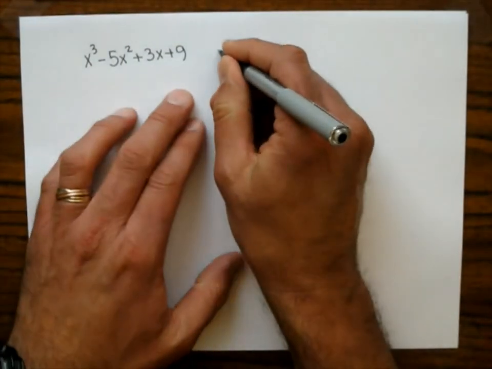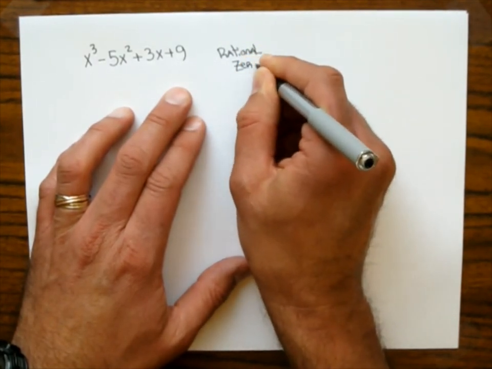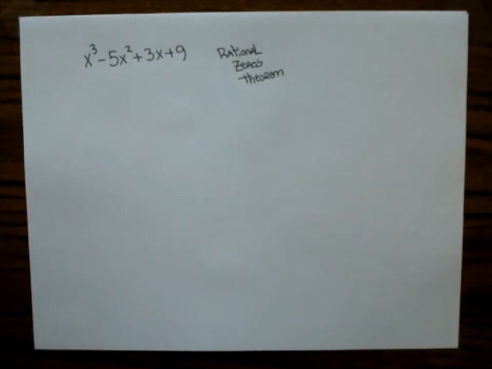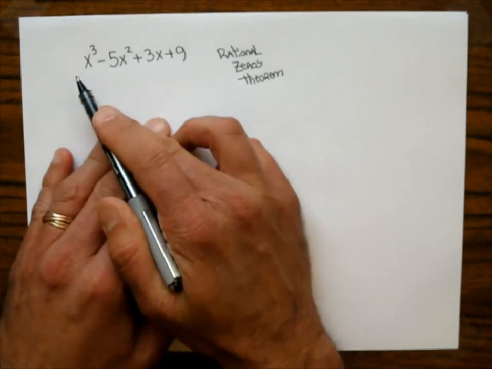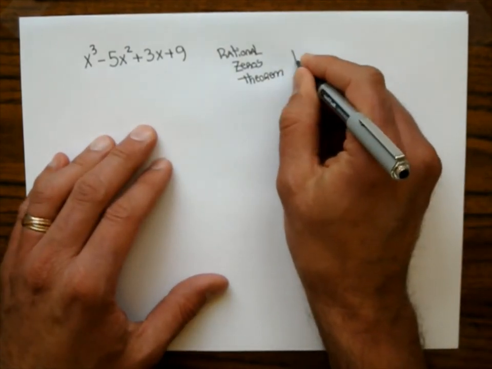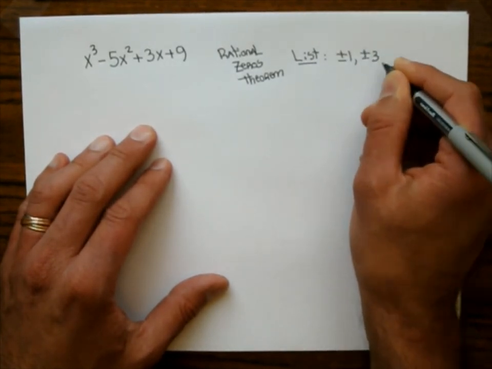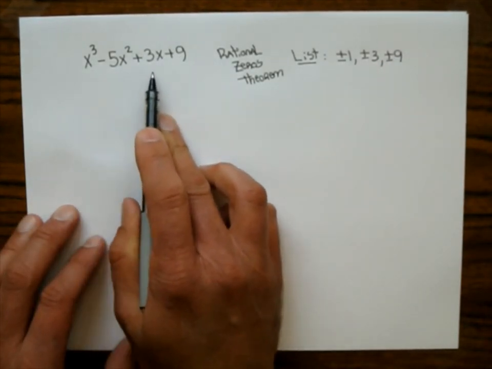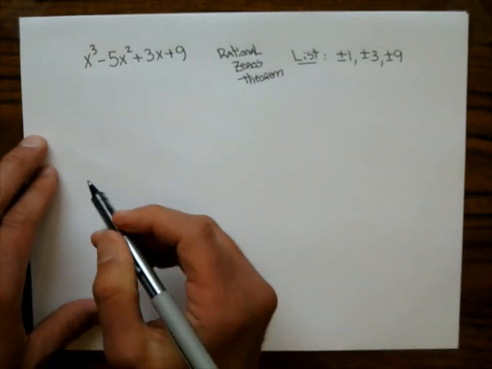And there was something called the rational zeros theorem. And we'll see if it's still, yeah, it's still working. And the rational zeros theorem says take the factors of 9 and put them over the factors of 1. You know, here's your constant coefficient, here's your leading coefficient. So it produces a list. The list is going to have plus or minus 1, plus or minus 3, plus or minus 9. And the rational zeros theorem says that if this polynomial has any rational zeros, they will come from this list. So let's try out 1.